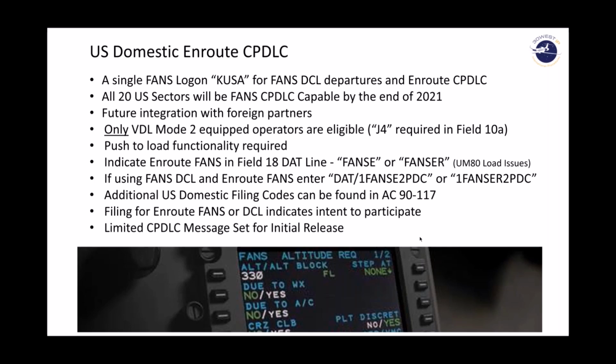One of the common questions I also get with this is, does this work for FANS DCL? And unfortunately, it does not. The FANS E and FANS ER, or specifically the FANS ER filing code, is only available in order to fix that UM80 load issue in en route airspace. I know it kind of seems counterintuitive to fix it in en route when you're getting clearances all day long via CPDLC on the ground in the DCL environment.